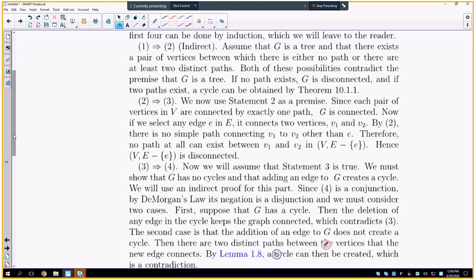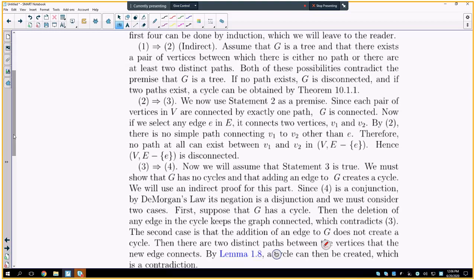How come? Well, if there is no path between 2 distinct vertices, then the graph is not connected. You have to be connected in order to be a tree. And if you have 2 or more distinct paths between 2 vertices, then the previous lemma has shown us that in that situation we get a cycle. And in a tree you cannot get a cycle. And hence it can't be that there are 2 distinct vertices in your graph where there is either no path between them or more than 1 path between them.